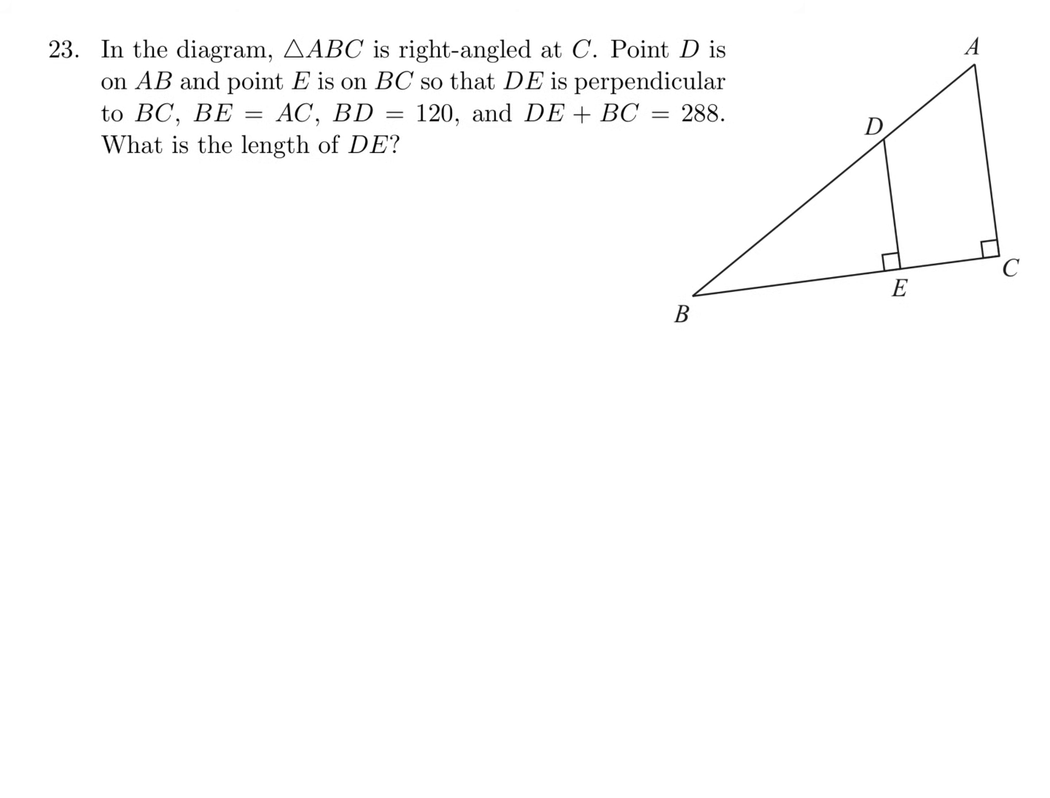In the diagram, ABC is right-angled at C, point D is on AB, and point E is on BC, so that DE is perpendicular to BC, BE is equal to AC, BD is 120, and DE plus BC is 288. What is the length of DE?